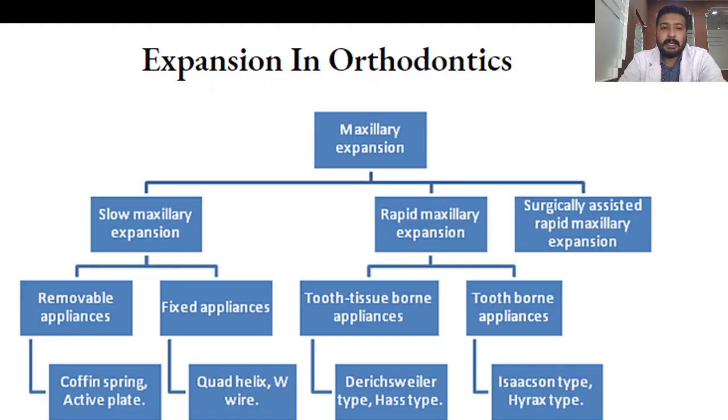Slow maxillary expansion can be further divided into removable appliances and fixed appliances. Removable appliances include things like your Coffin spring and your active plates, while fixed appliances include your Quad helix or W arch. Rapid maxillary expansion can be divided into tooth and tissue borne or tooth borne appliances, with tooth and tissue borne having Derichsweiler and Haas type, and tooth borne having your Isaacson and Hyrax type.